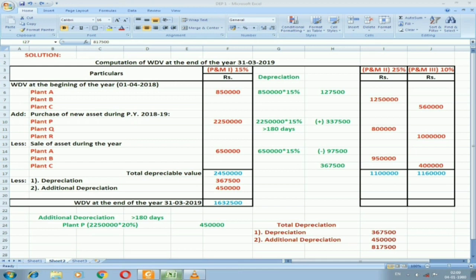For block number 3, for the purchase of a new asset, that is for plant R, you will get a date which is less than 180 days. If it is less than 180 days, you need to apply half of the depreciation. So keep it in mind. And if you have any doubts while solving depreciation and additional depreciation for the other two blocks, let me know in the comment section and I'll clarify those doubts.